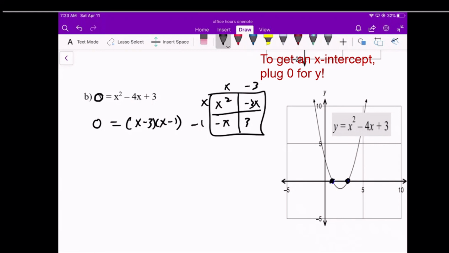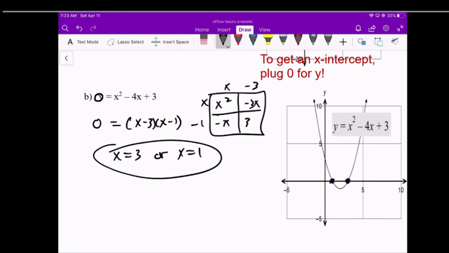Once this is factored, now it's easy to see that the possibilities for x are x equals 3 or x equals 1. And again, if we look at the graph, this is 5 over here, so it looks like this could be 1 and this could be 3. It looks like we got it right.